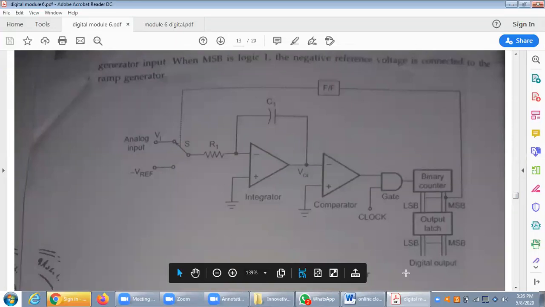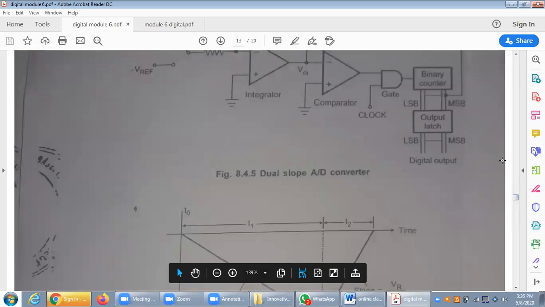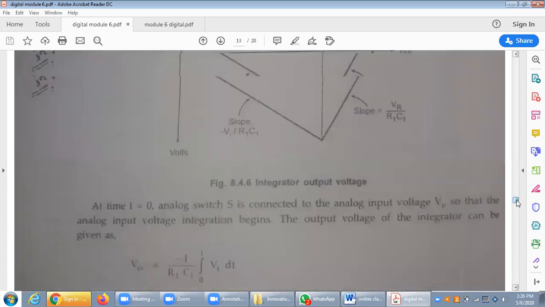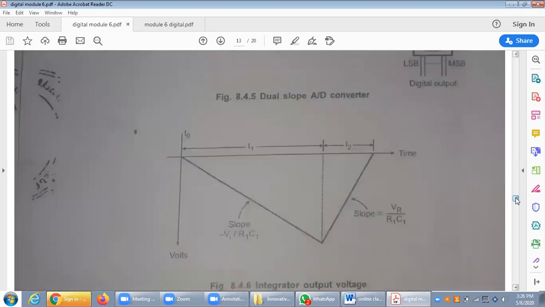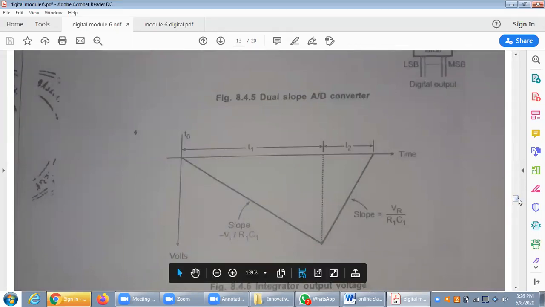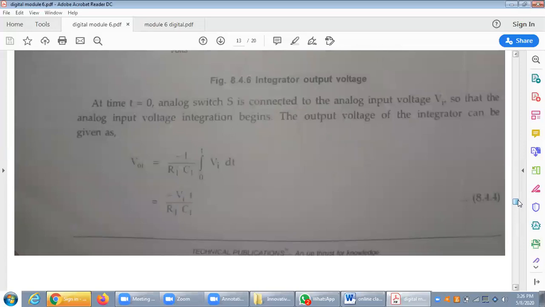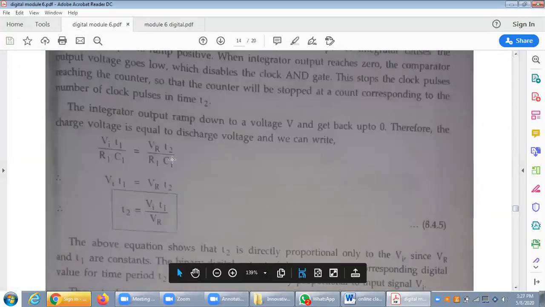So we'll get a digital output. Through this digital output, we can find out the analog input voltage. This digital output corresponds to the analog input. How can we calculate it? We know this is the charging voltage and this is the discharging voltage, and in both cases they are the same.